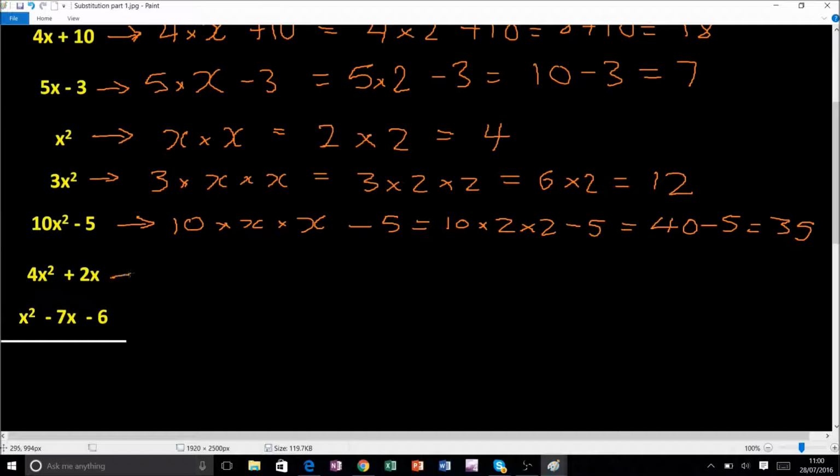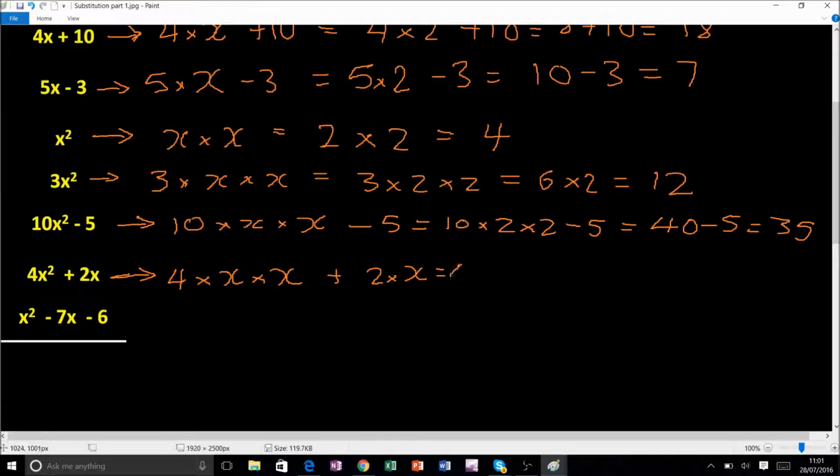Now next one here. It's not that bad. So we've got 4x squared plus 2x. So 4x squared is basically going to be the same as 4 times x times x, plus 2 times x.